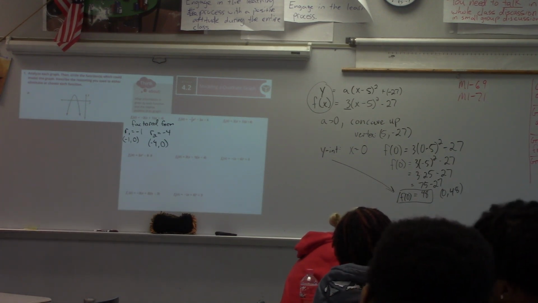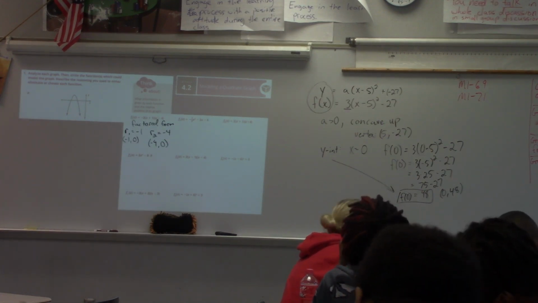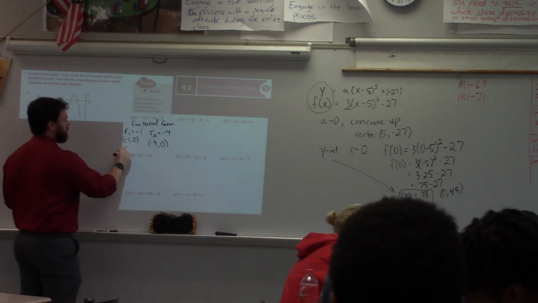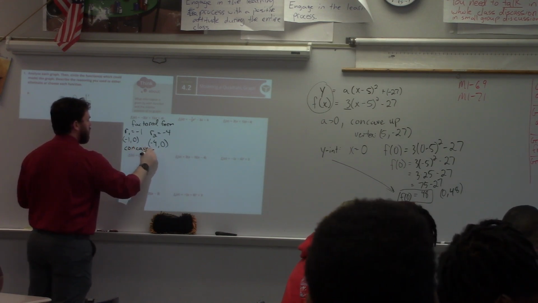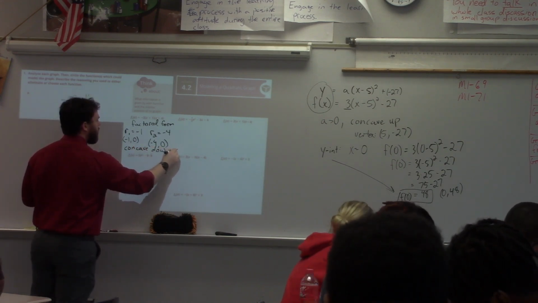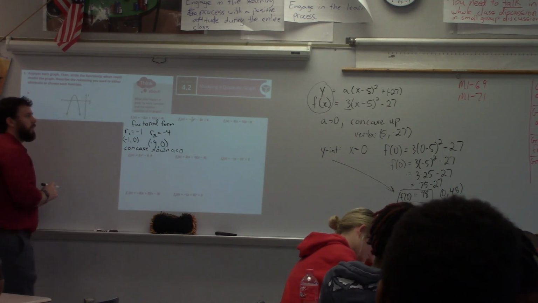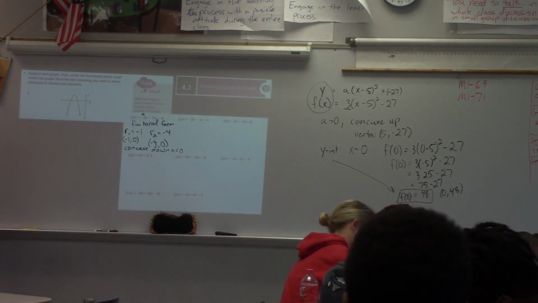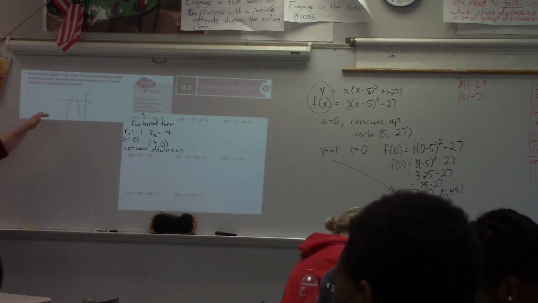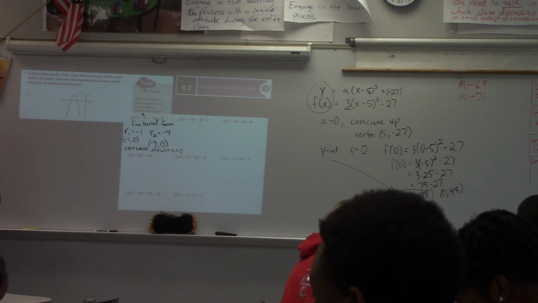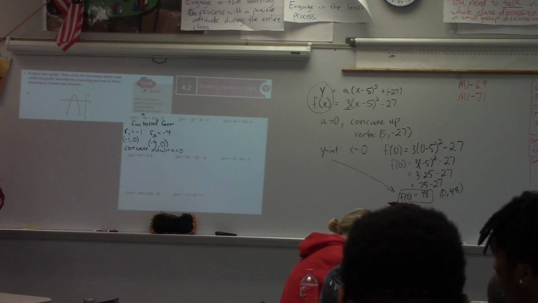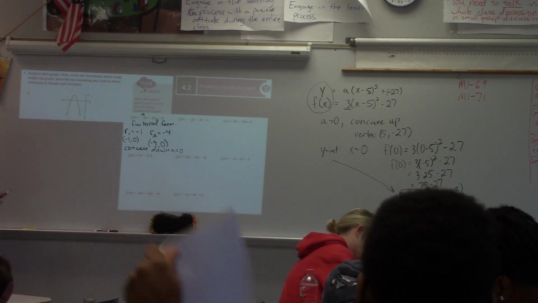Is there anything else I know about that function? The parabola is concave down. You're right, A is less than 0. There's my A. So based on that information, could it go with this graph? It's a possibility. That graph is concave down, isn't it? And it has negative x-intercepts, so that could match.